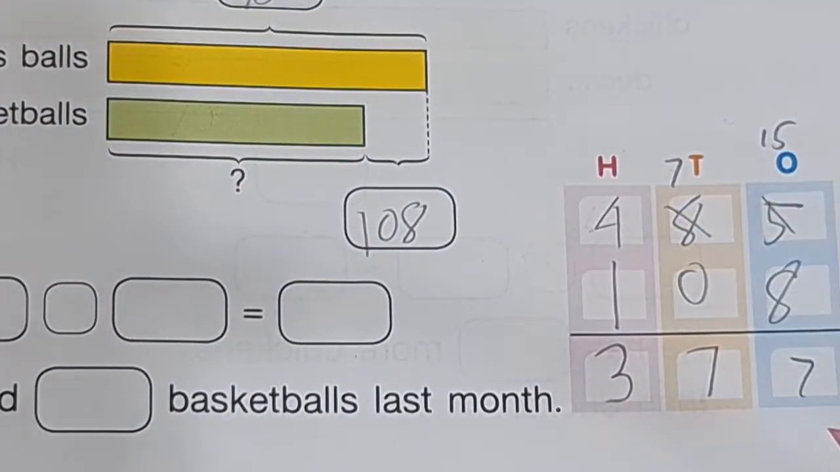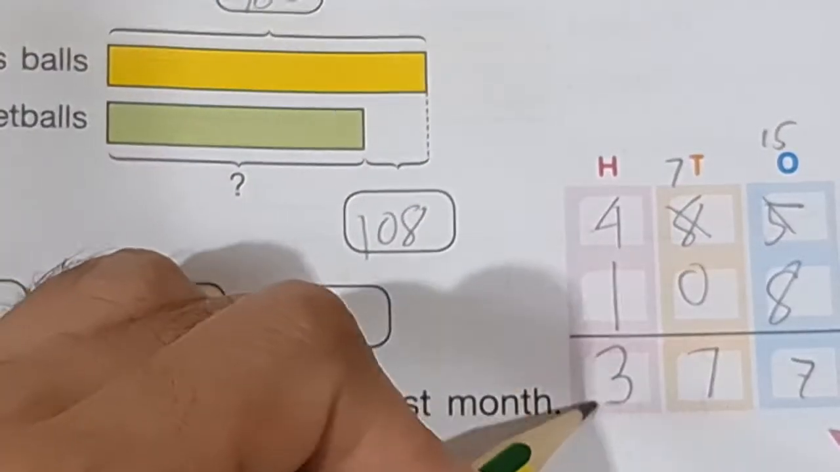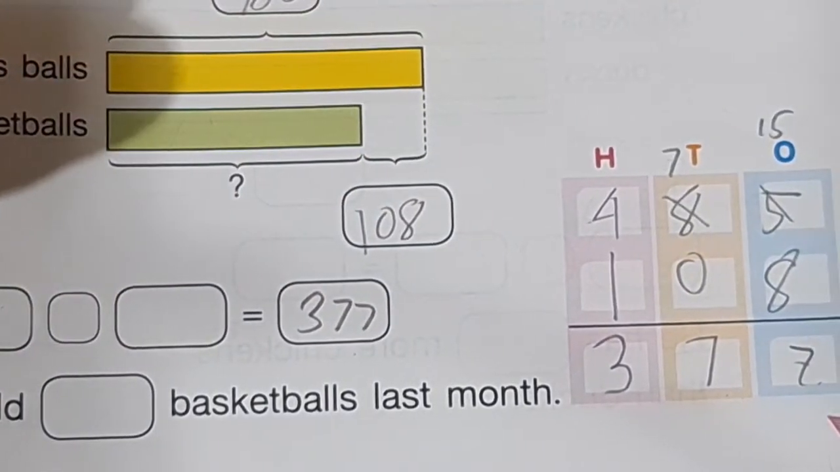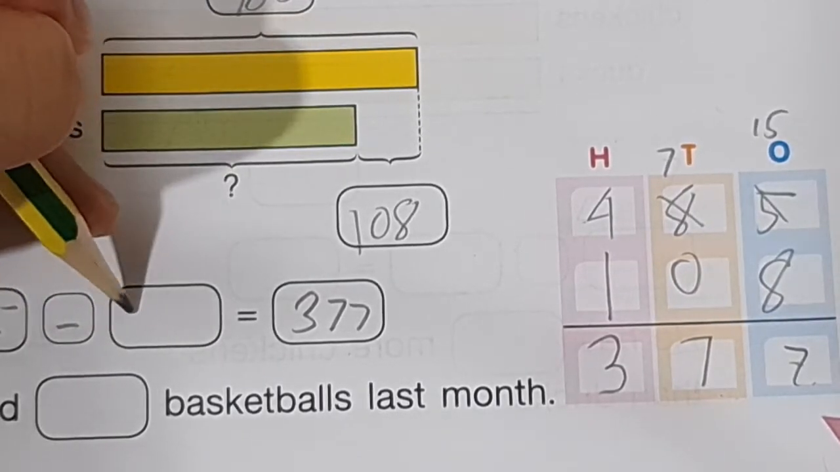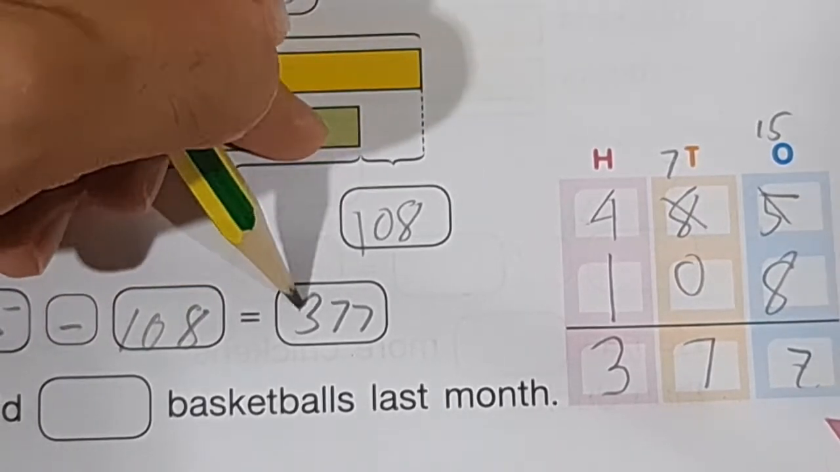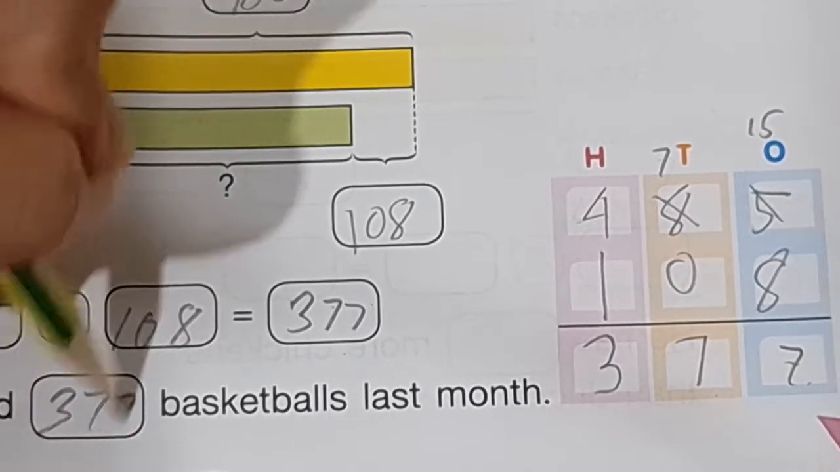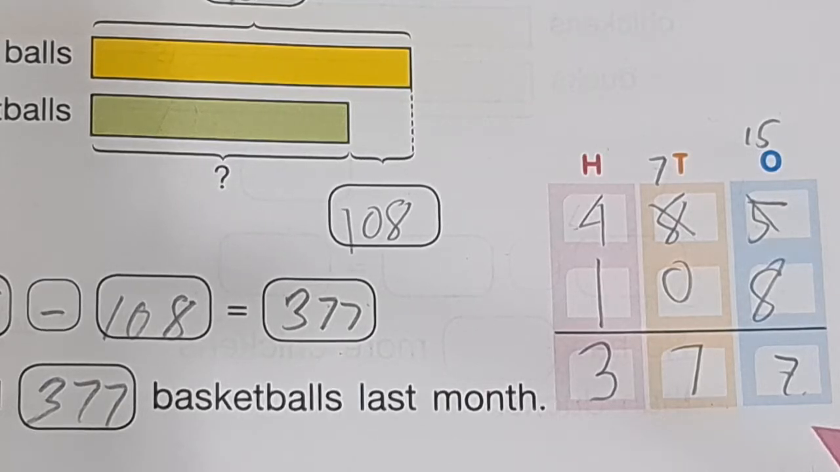Now this is the answer, 377. So we can write it here, 485 minus 108 equals 377. So the basketballs that were sold last month were 377. And we are finished for page 124 and 125. So now we can go to the next page, page 126.